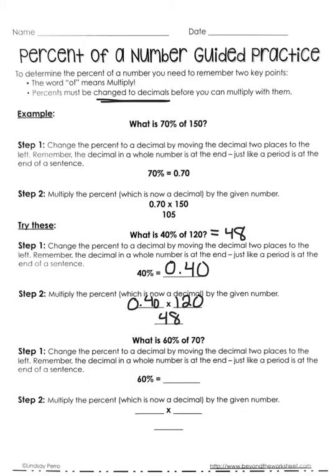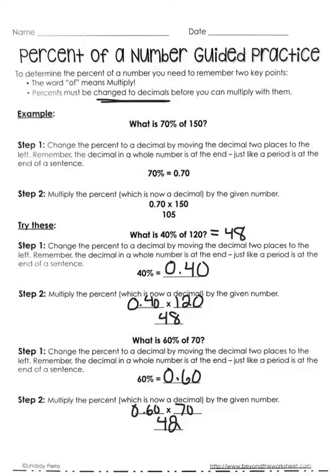All right, so why don't you pause the video and try this last one on your own. So 60% is going to be 0.60. So we're going to take that and we're going to multiply it by our number, which is 70. And our answer then is 42.